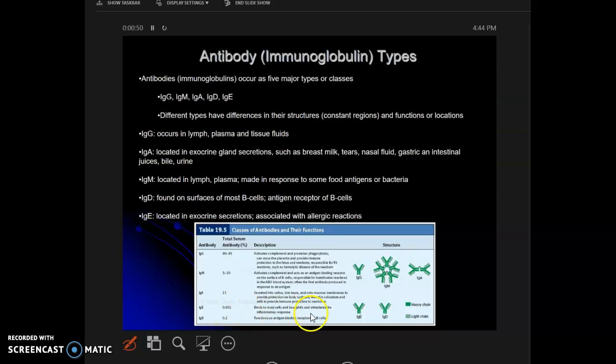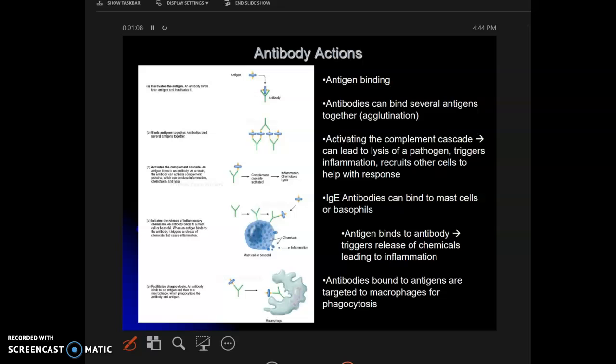Why is it least common? Notice what it does. It will bind to the basophil and stimulate what? Inflammation. Do you want inflammation? Answer is no, right? So obviously, this makes sense. Okay, moving on. So here's the antibody action.